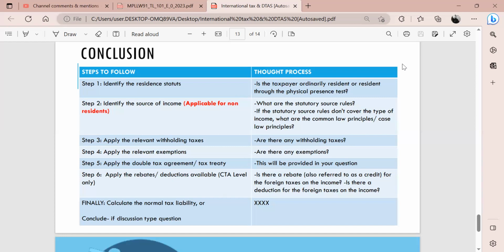Step number 6, which I haven't covered in this video, you apply the rebates or deductions that are available. This is only for CTA level. So you basically ask yourself, is there a rebate, also referred to as a credit, for foreign taxes on income? Is there a deduction for the foreign taxes on the income? And finally, you calculate the normal tax liability, or you go on to conclude if it is a discussion type question.